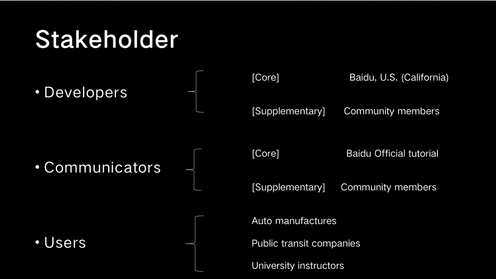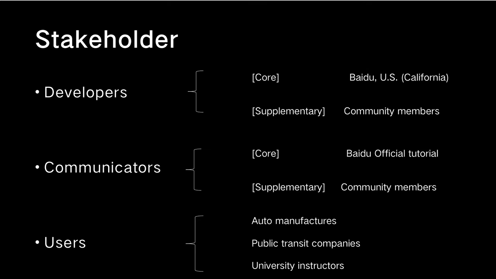Then I will explain the stakeholders in this platform by looking through the GitHub pull request and issue history, as well as the public information from various sources. We have identified the following different types of stakeholders. The first is developers. Most Apollo developers come from Baidu's research and development center located in California. Other interested developers make a lot of contributions as well, just like in most other open source projects.